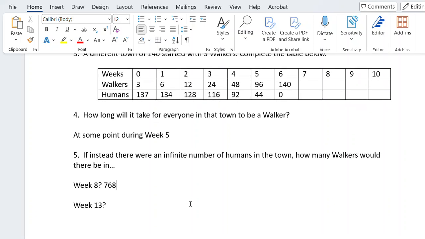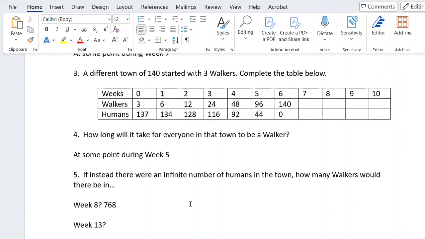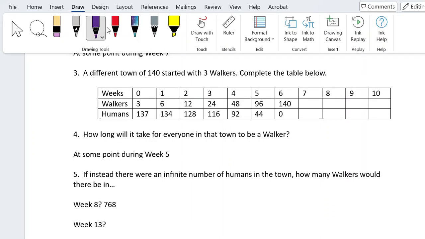Now, to find the number in week 13, I could continue that process, multiplying by 2, or I could start to notice that there's some patterns here. So what I see in the table is that I know that each week I am multiplying the number by 2. So going from week 0 to week 1 is times 2. Going from week 1 to week 2 times 2. Going from week 3 to week 4 times 2. So the number of factors of 2 in my total is the same as the number of weeks.